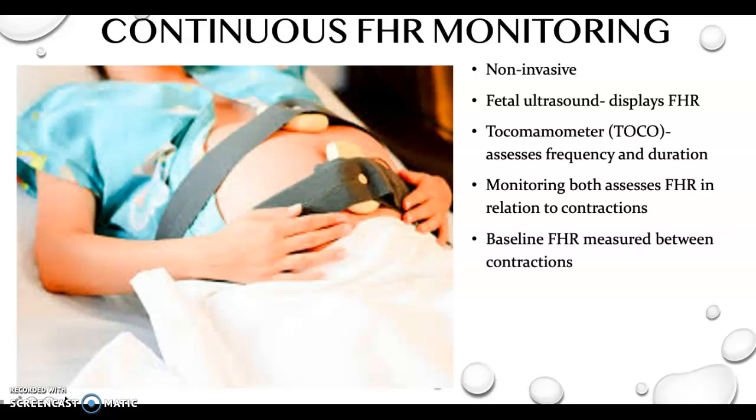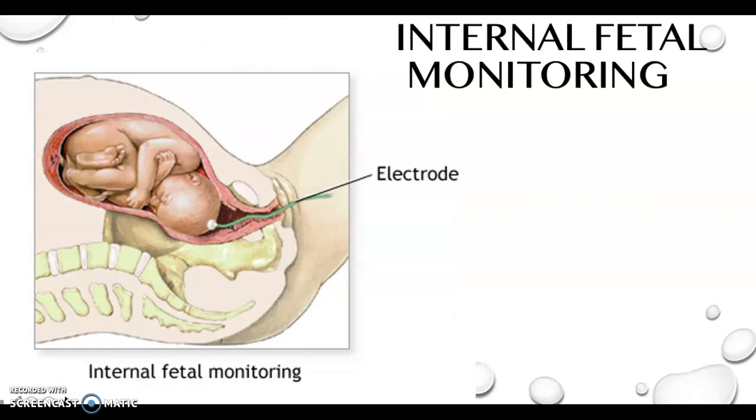And so with this also, we get a baseline for about 10 minutes. And we want to see what that fetal heart rate is doing just on its own. And the normal fetal heart rate is 110 to 160 beats per minute. So if we're not getting a good reading externally, we can do internal fetal monitoring.